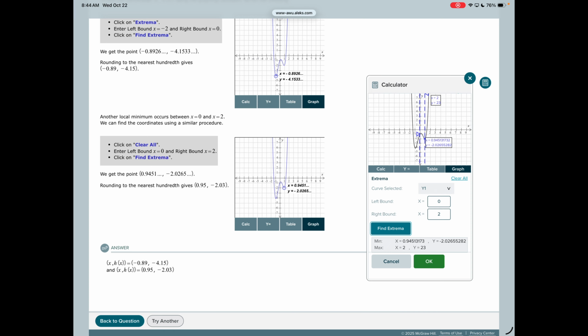Okay. So everybody see that? You click extrema, and then you have to tell it where to look. I know my local minimum is right here and right here, so I have to tell the graph to look between -2 and 0, and then tell it to look between 0 and 2 to find the lowest point in that area. So you give it an area, and it finds the lowest one there.